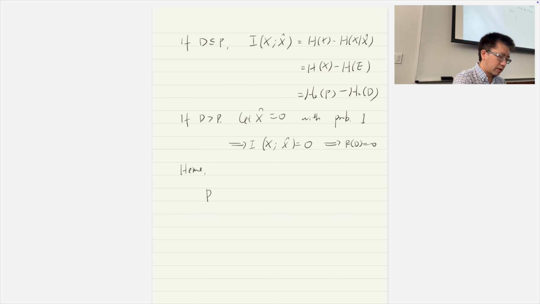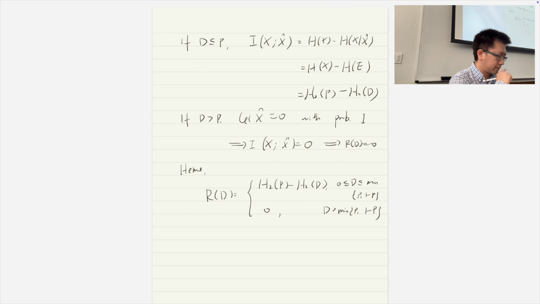Therefore, the RD is given by the following, right? It equals to this guy when d is less than this, right? And 0 when d is bigger than the minimum of p and 1 minus p.